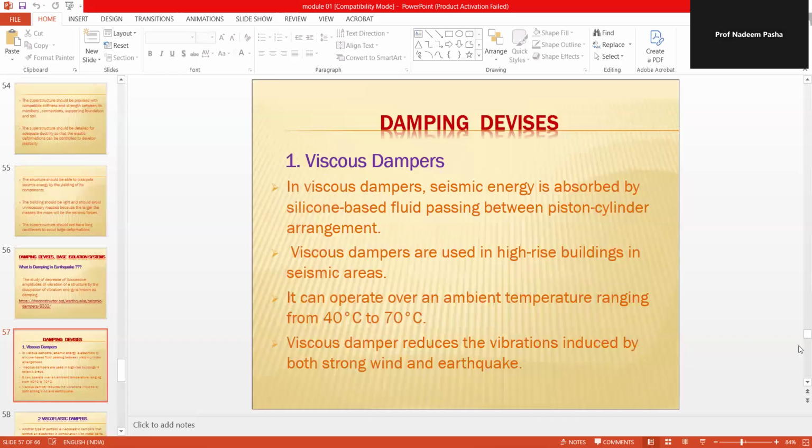Viscous dampers. In viscous dampers, seismic energy is absorbed by silicon-based fluid passing through a piston cylinder arrangement. Viscous dampers are used in high-rise buildings in seismic areas. They can operate over an ambient temperature ranging from minus 40 degrees Celsius to 70 degrees Celsius. Viscous dampers reduce the vibration induced by both strong wind and earthquake.